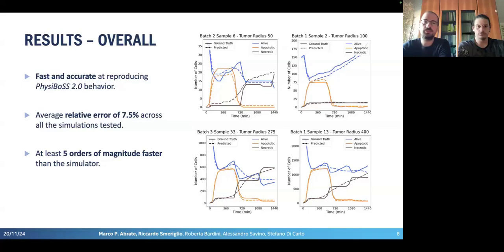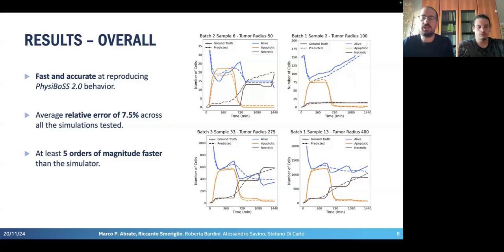In terms of results, overall, we can see that our model is fast and accurate at reproducing PhysiBoSS results. On the figures on the right, you have one figure for each of the tumor radii that we used, from 50 to 400. The trend is the number of cells, so alive, apoptotic, and necrotic, throughout the simulation. And the dashed line is the predicted number of cells for each of these simulations.